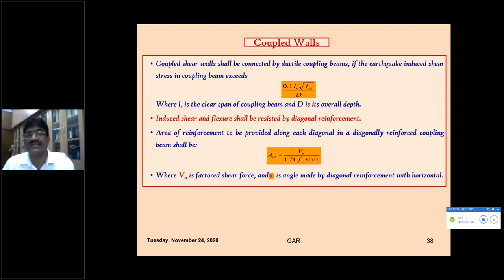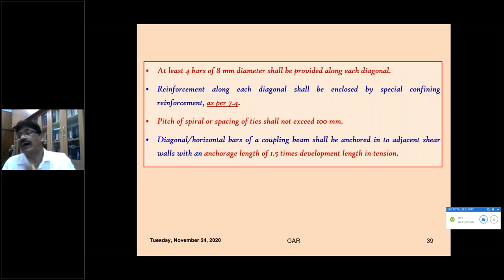So for coupled walls, the shear walls can be designed, but the design of the coupled beam is very, very important. A coupled beam is like an energy absorber. The code has given that at least 4 bars of 8 mm diameter shall be provided along the diagonal. I have shown 2 diagonal bands, and in each diagonal band, 4 numbers of 8 mm diameter. And also, of course, there is a distribution reinforcement, proper tying of these, at least 100 mm spacing of the ties in the beam, so that plastic hinges form, and they have to deflect and absorb more energy.